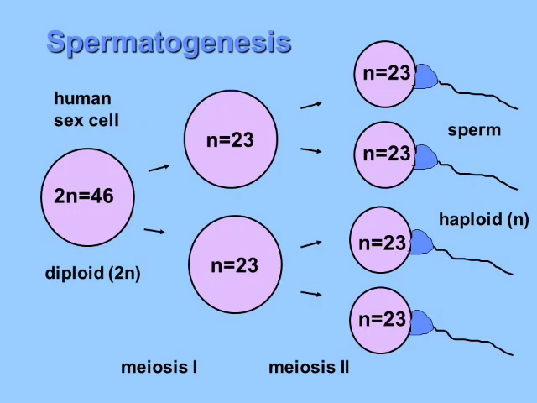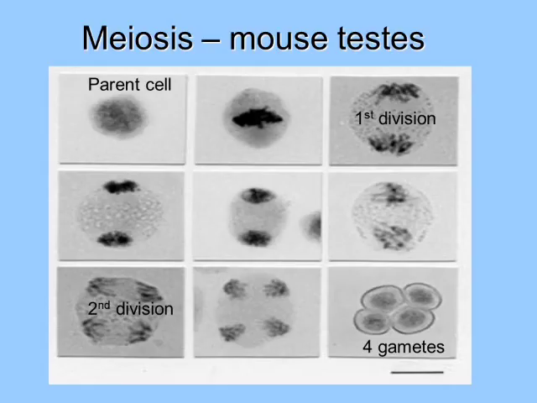This picture shows how pairs of chromosomes are distributed during the process of meiosis. This picture is taken from a mouse testes. We all know that meiosis occurs in sex cells, and this is a microscopic view of how meiosis occurs from one parent cell all the way to its four daughter cells.